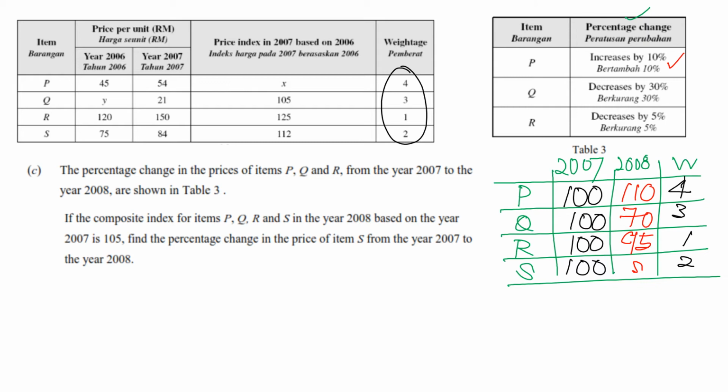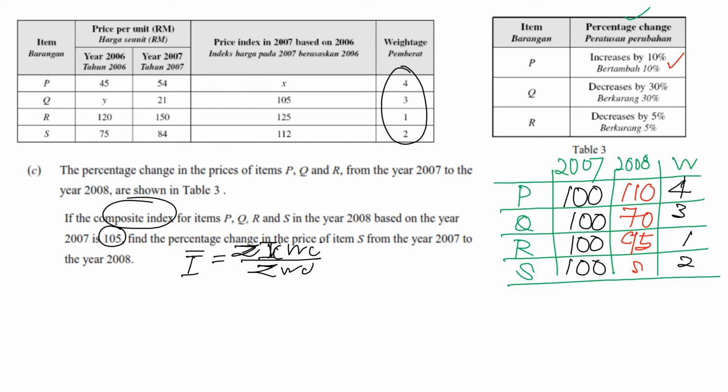So then from here, what do you do? By using the formula of composite index. So what is the value of I bar? Remember the formula that we're going to use? We are going to use the formula I bar equals the summation of IW over the summation of W.